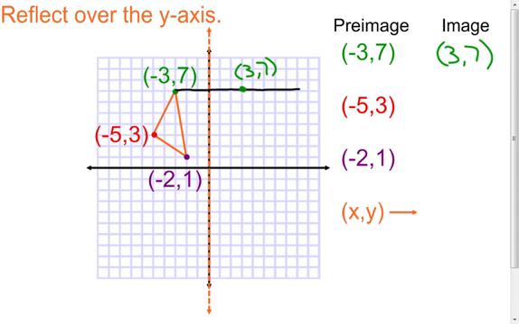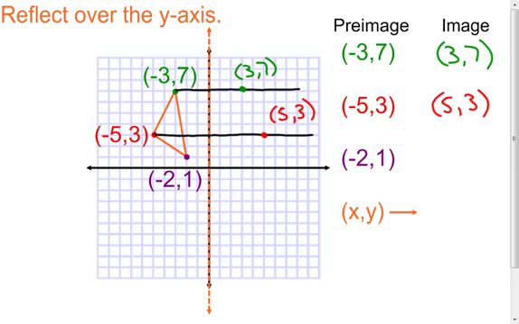If I go through and do the same thing for my red point, I'm going to create that perpendicular ray. And now I have to figure out how far the red point is from the y-axis. I count it, it's 5, so then I have to go 5 to the right to find my image, which is going to turn out to be at (5, 3). Now it's not always going to have to go to the right. If my points would have been on the right side to start, the pre-image is on the right side, then I'd go to the left. So don't always think you're always going to go to the right.